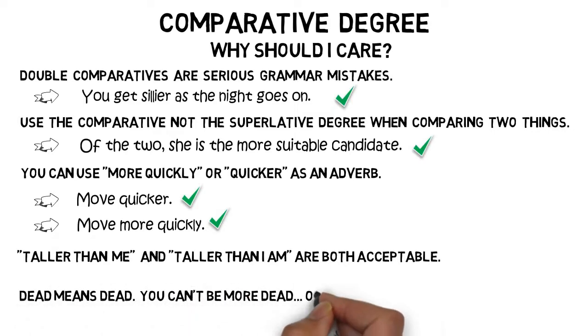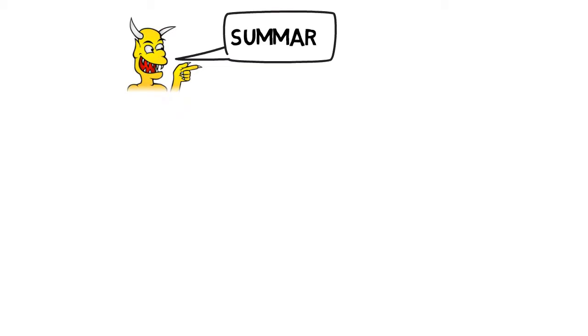And here's another point. You shouldn't really form the comparative degree of words like dead, or unique, or instantaneous. Because dead means dead. You can't be more dead. You can't be the most dead. Or perhaps you can. To read a little bit more about that, go to the website.